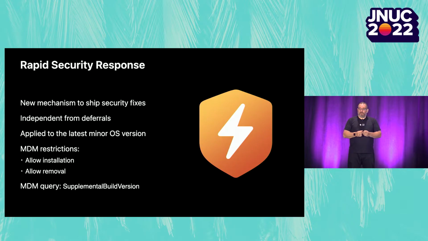Finally, iPadOS 16, iOS 16, and macOS 13 introduced a new mechanism for shipping security fixes even faster. These responses will be included in the next minor update. Rapid security responses don't adhere to managed software update delay. They apply only to the last minor update. If that minor operating system update is deferred, so is the RSR. The users can also remove an RSR if necessary. From an MDM perspective, you can allow or disallow the installation, or you can allow or disallow the removal of an RSR.